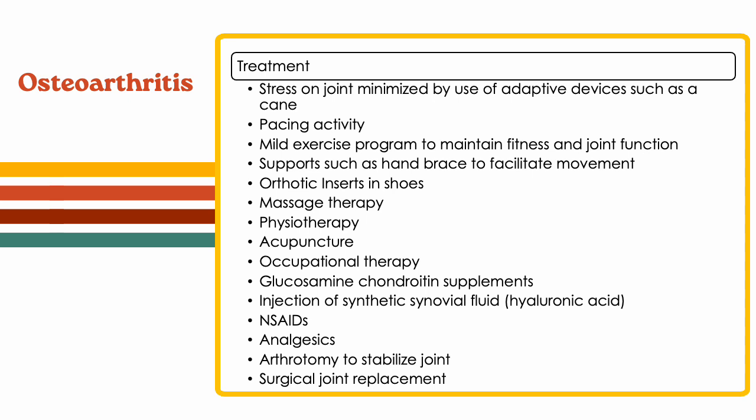glucosamine chondroitin supplements. You may even have NSAIDs and analgesia. You may have to have an actual joint replacement, especially in the hip or knee. They may do an arthrotomy to help stabilize your joints.